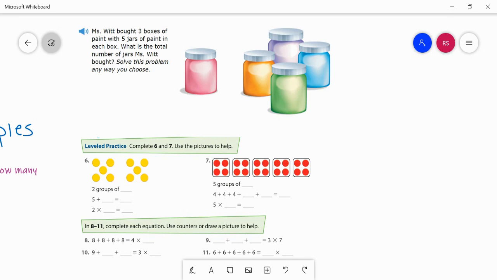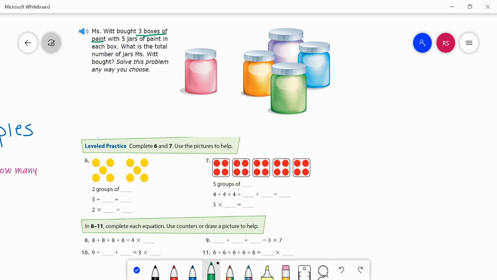So anytime we read a word problem, we read it one time just to read it, but we always have to go back and read it another time, if not, maybe even 3 times, till we really understand what they're asking. So it says Miss Witt bought 3 boxes of paint. I'm going to underline that.